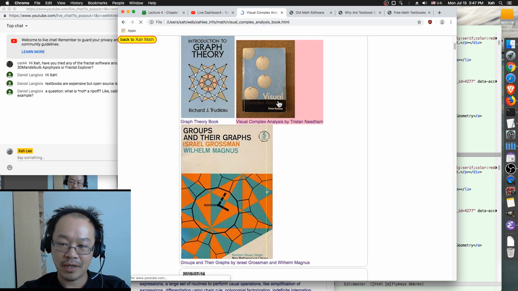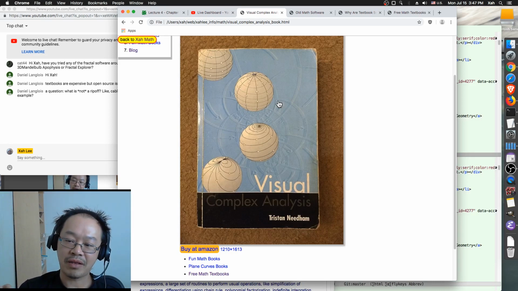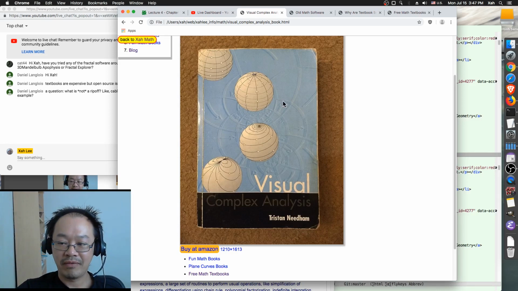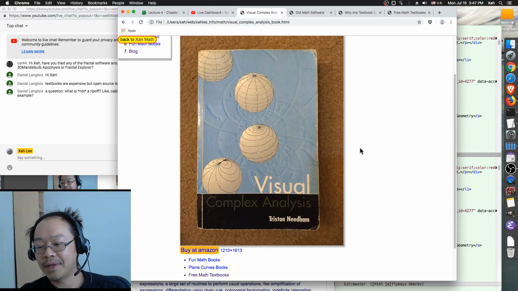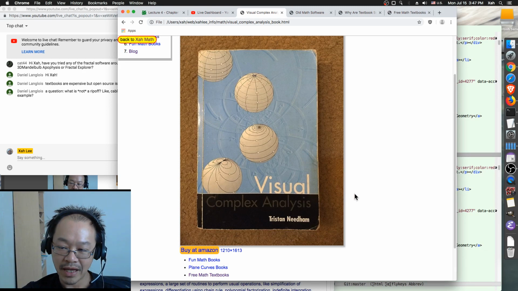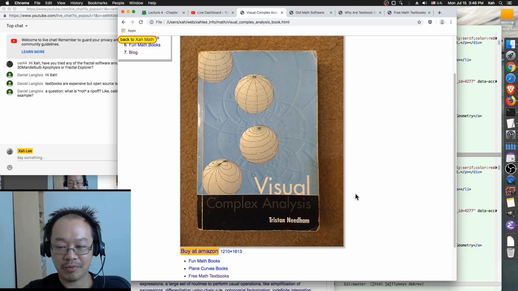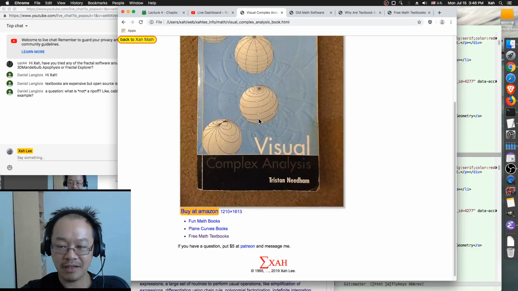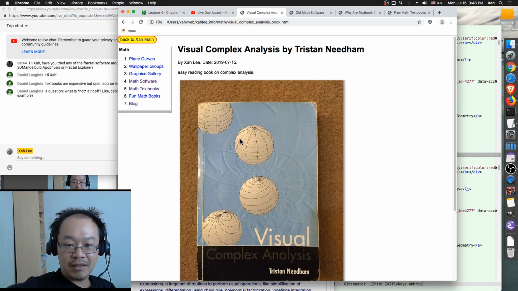But this book, Visual Complex Analysis, is a full, in-depth course textbook on complex analysis, and it does require you to know calculus. You must know calculus, and let's say some linear algebra. Well, calculus is necessary at least. So this is a full textbook. I have it here. It's a fantastic book.